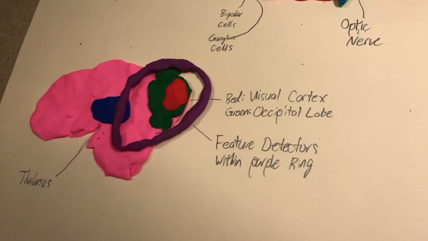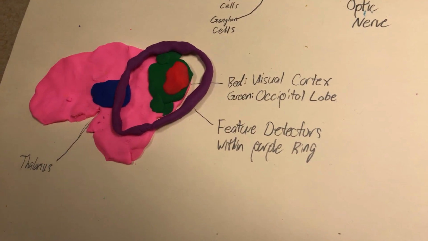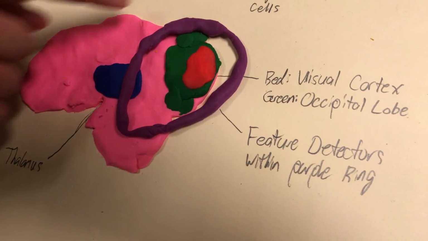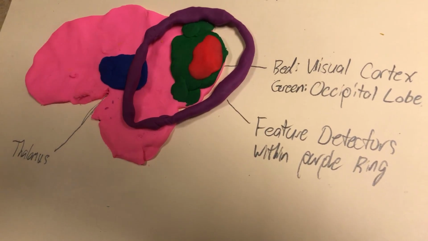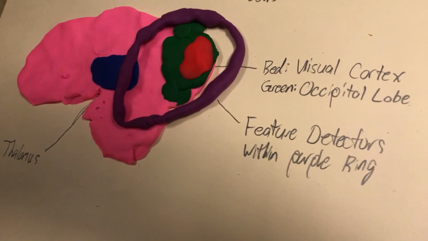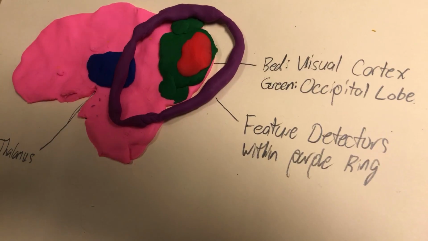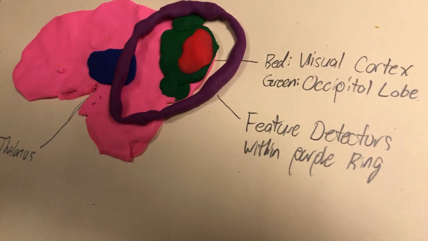So next we have the feature detectors, which are near the thalamus right here. And the feature detectors are cortical neurons that respond to certain features of stimuli. They detect things like movement, shape, and angle.